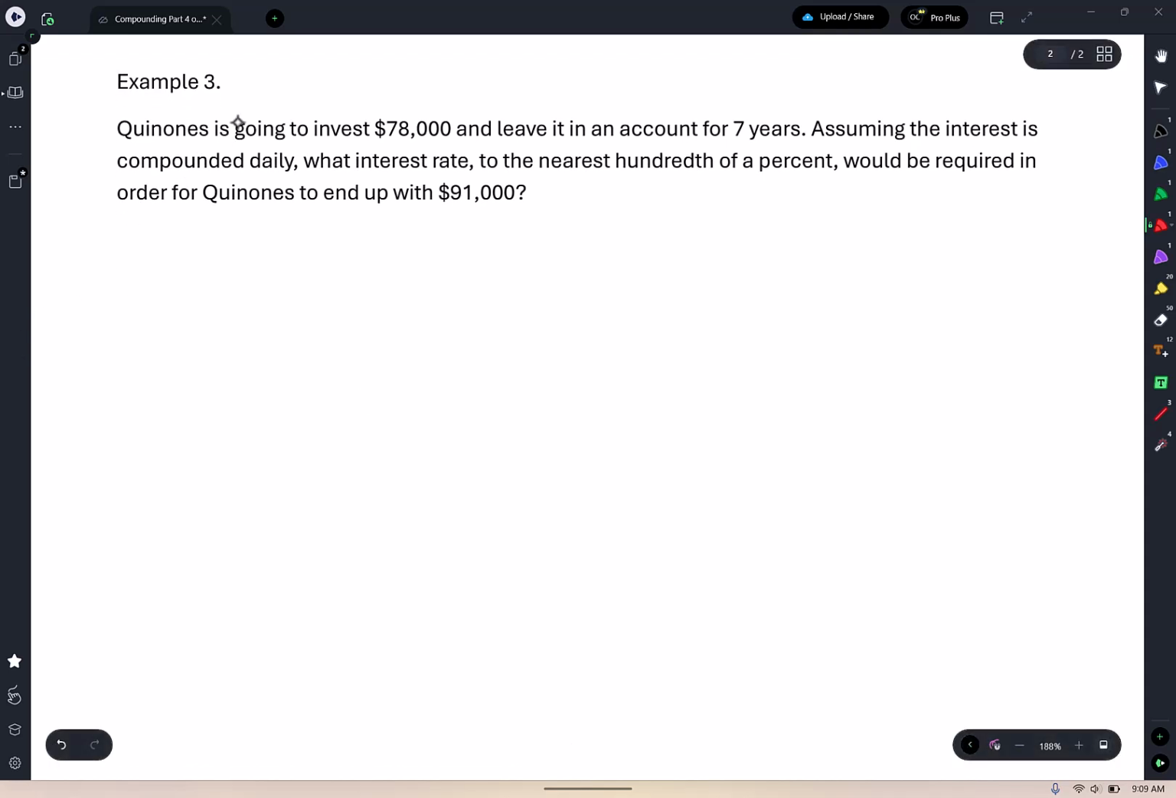It says, Quinones is going to invest $78,000 and leave it in an account for 7 years. Assuming the interest is compounded daily, what interest rate to the nearest hundredth of a percent would be required in order for Quinones to end up with $91,000? Okay, it's compounded daily. There's 365 days in a year, so that's what we're going to use, guys.